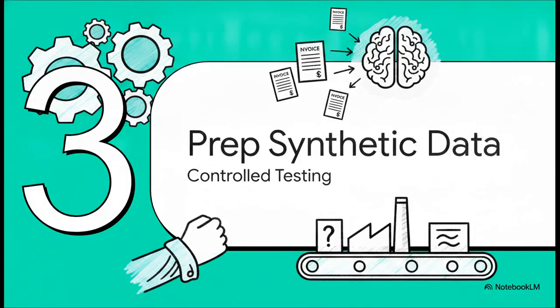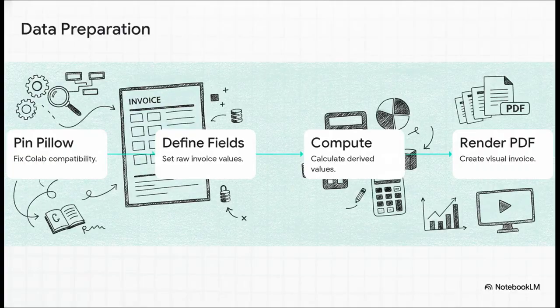Section 3. Preparing the synthetic data. Sana Hassan's tutorial provides us with a really clean setup here. First off, we pin a stable version of Pillow in our Google Colab environment. If you've ever dealt with dependency hell between Pillow, Torchvision, and Transformers, well, you know exactly why this compatibility fix is absolutely crucial for a smooth run.